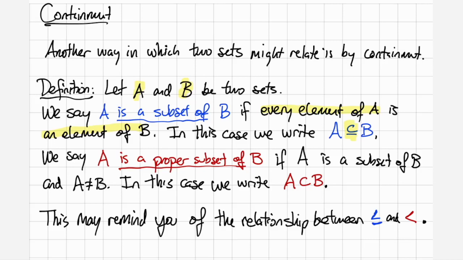All right, here's another definition. We say that A is a proper subset of B if A is a subset of B and A is not equal to B. In this case, we're going to write A ⊂ B, A is a proper subset of B. So this may remind you of the relationship between less than or equal to and less than.